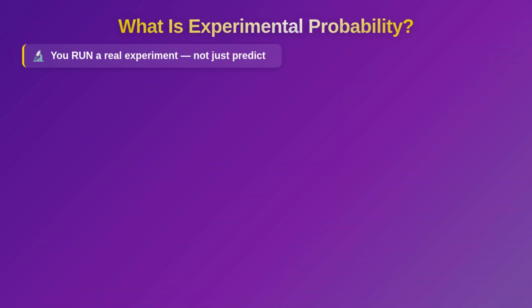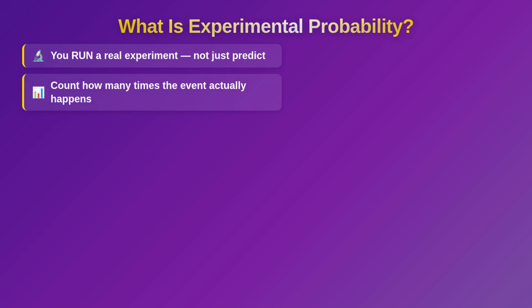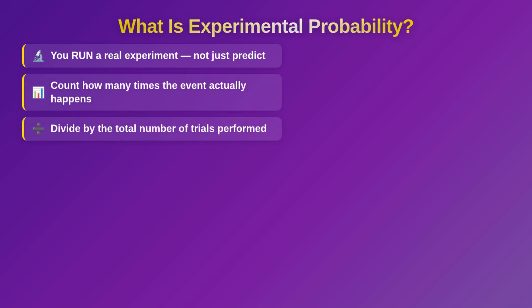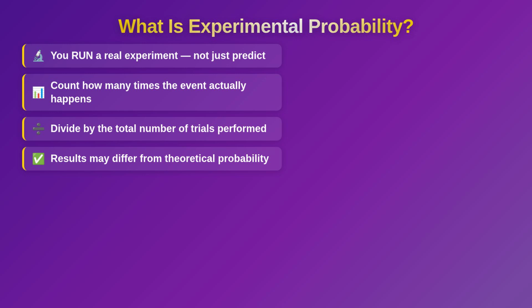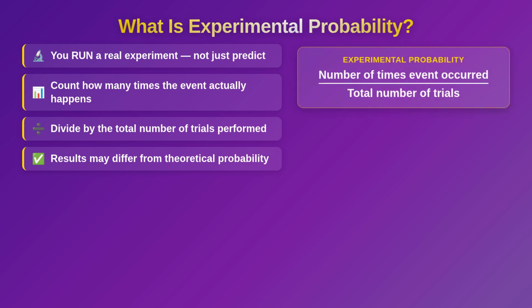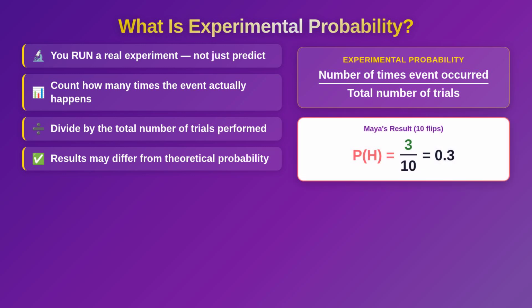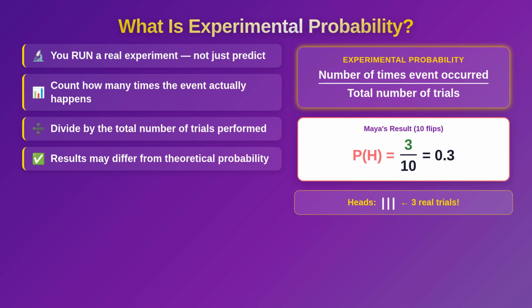Now here's where it gets really interesting. Maya actually flips the coin. She doesn't just predict, she tests it. That's experimental probability. It's the probability you calculate after running a real experiment. The formula looks similar. Experimental probability equals the number of times the event happened divided by the total number of trials. If Maya flips 10 times and gets 3 heads, her experimental probability of heads is 3 out of 10. Real results from a real experiment.